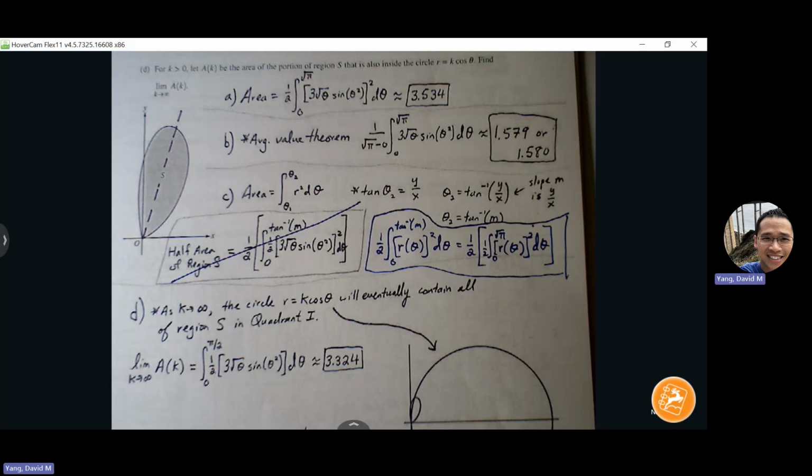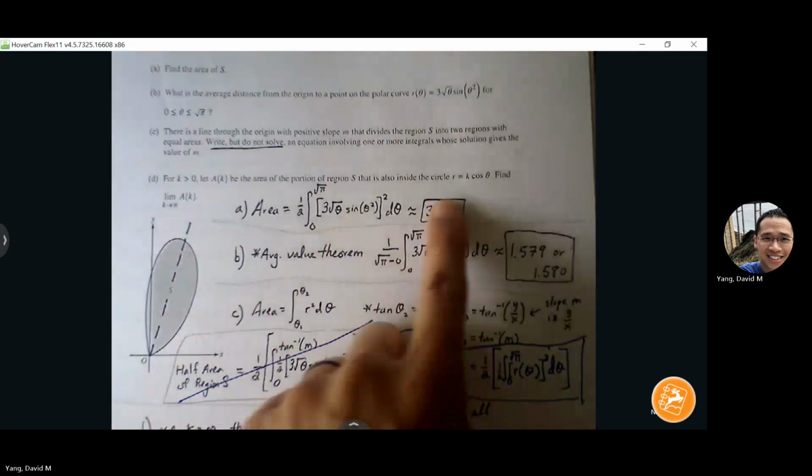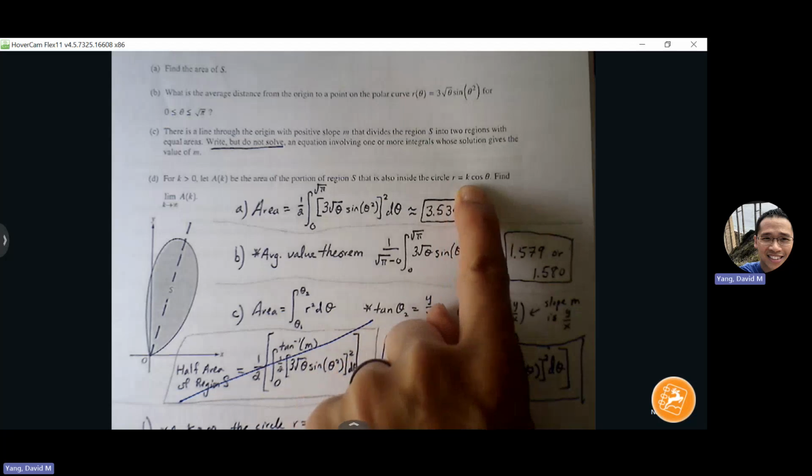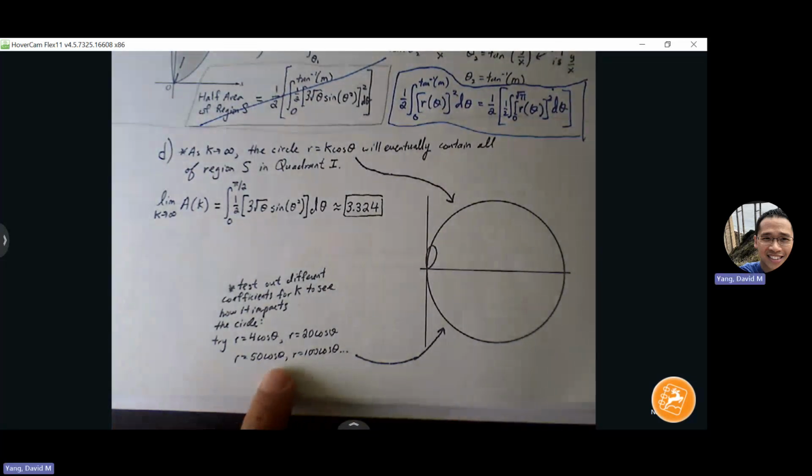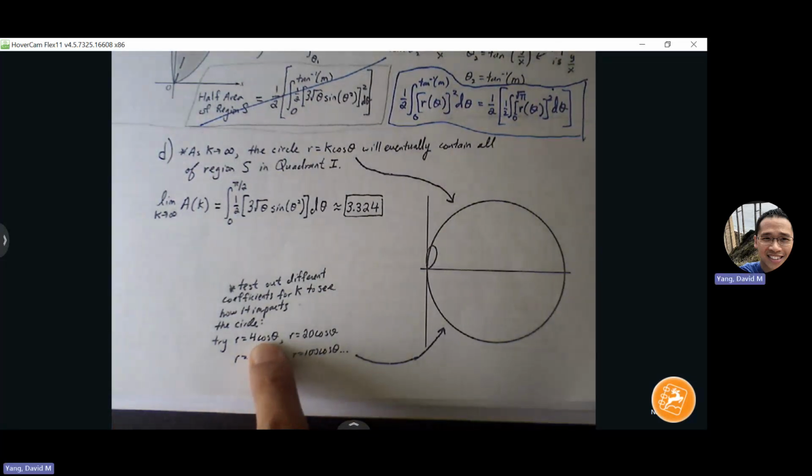Oh, for D, I don't understand. Right, part D, okay. So let's say we have a circle, k cosine theta, and k keeps increasing. You can try this out in your calculator: what does 4 cosine look like? What does 20 cosine look like? What does 50 cosine theta? What does 100 cosine theta look like? It keeps increasing and increasing.